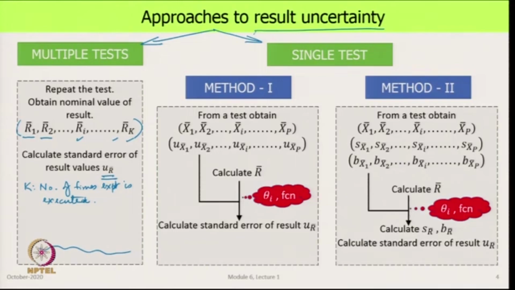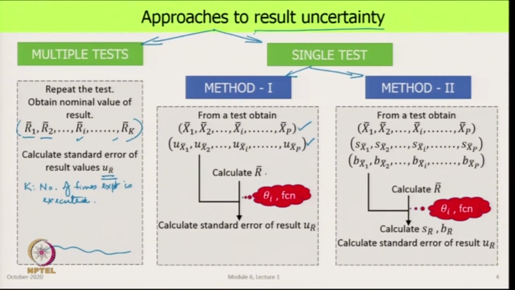Our second option is to do the experiment once, which is called the single test, and then to calculate the uncertainty in the result, we have two methods. We can go this way or we can go that way, method 1 or method 2. In method 1, we do the experiment once and calculate the mean values of every parameter, which is the first line. Then following the procedure that we have learnt in the uncertainty of a measurement, we calculate the standard uncertainty in every measurement, U x 1 bar, U x 2 bar, like that.